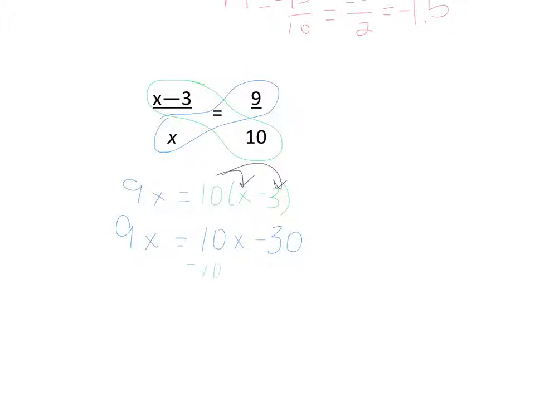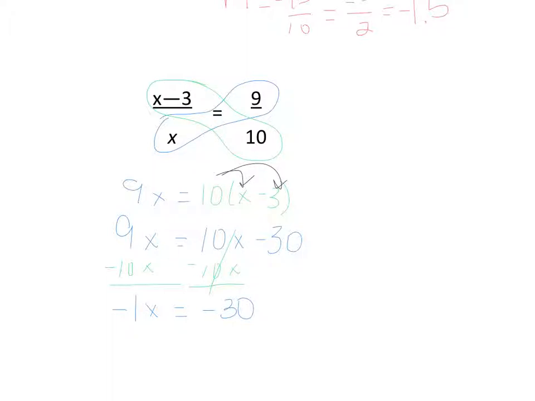So we're going to take away 10x from both sides to make that 0 pair so that we can go ahead and combine all of our like terms. 9x take away 10x is a negative 1x equal to a negative 30. Don't forget about that minus sign with that 30. That makes it negative.